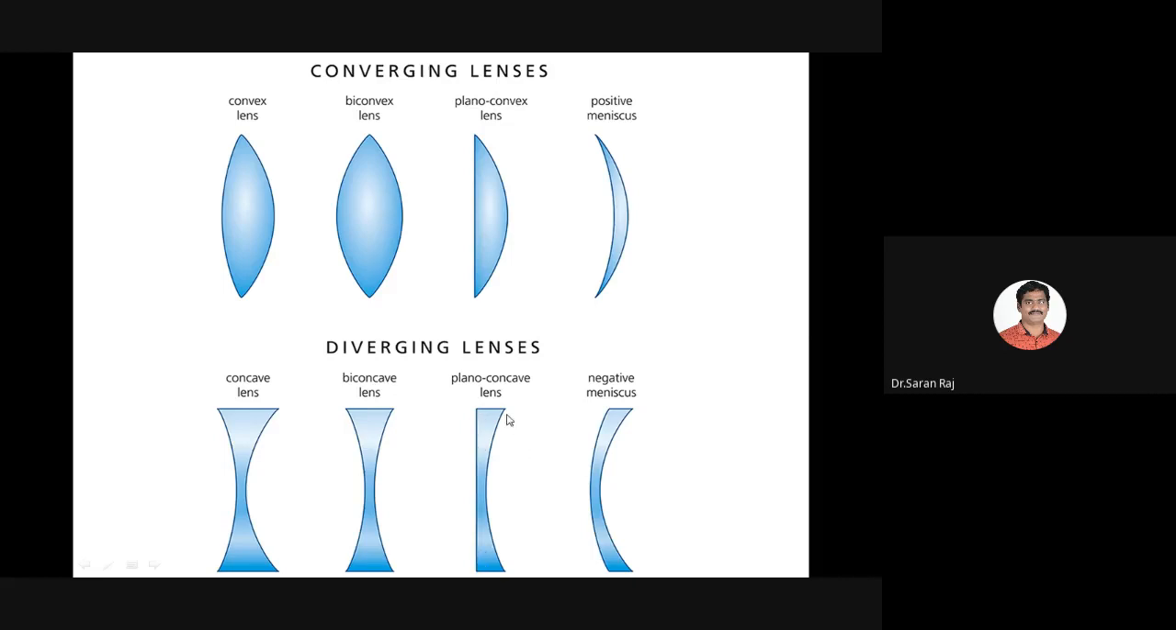If only one surface bulges inward, it is a plano concave lens. For the plano convex lens, one side is flat and the other side bulges outward. The negative meniscus comes from the concave lens only. It has a steeper concave surface and is thinner at the center than at the outer boundary of the lens. Based on this, in the Newton's ring experiment we use a plano convex lens.